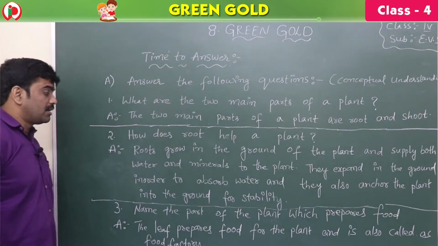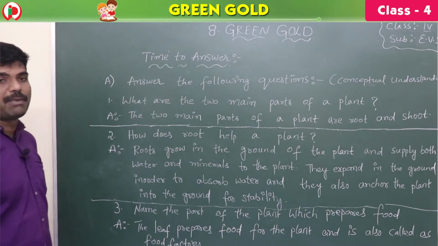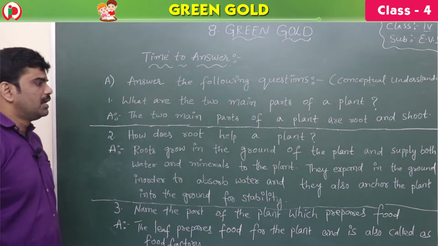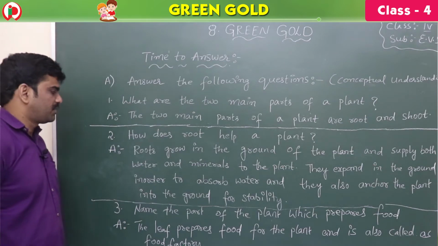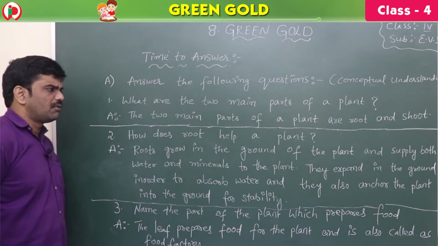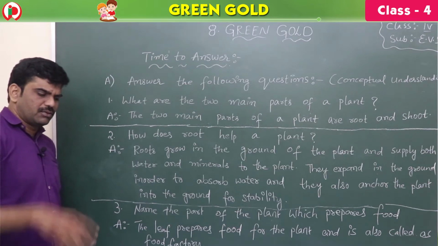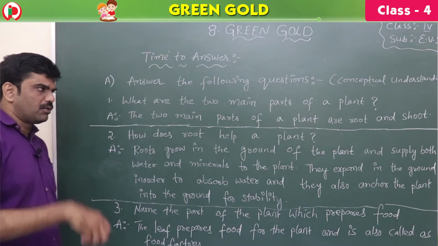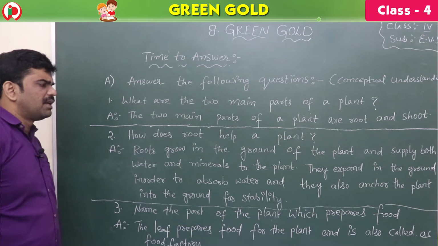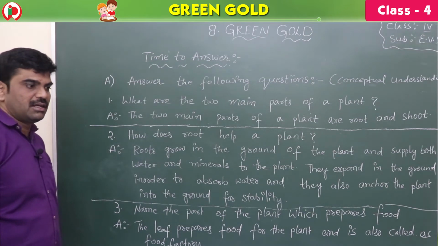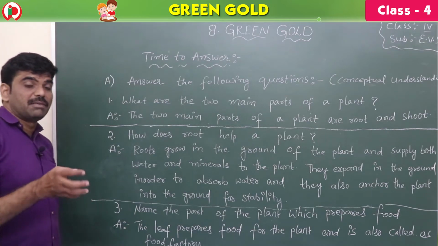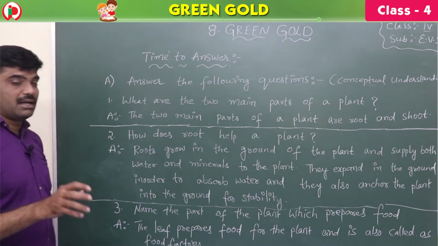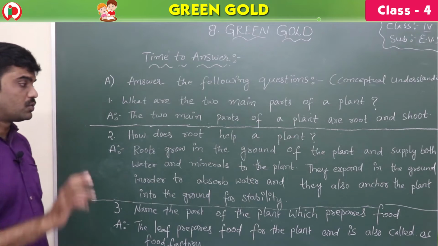Okay. Second one, how does root help a plant? In what way the roots help the plant? Roots grow in the ground of the plant. So you know that roots always grow in the ground and supply both water and minerals. Yes, the water which is present in the underground and the minerals also dissolved in the water are supplied to the plant by roots only.